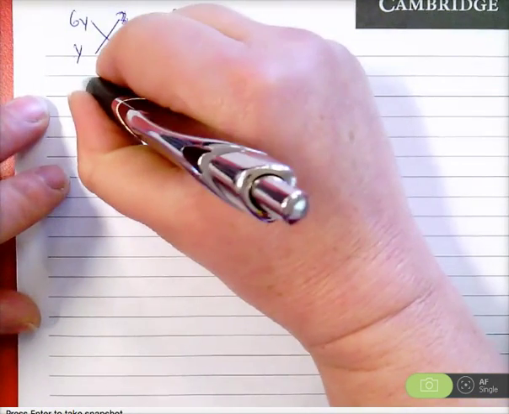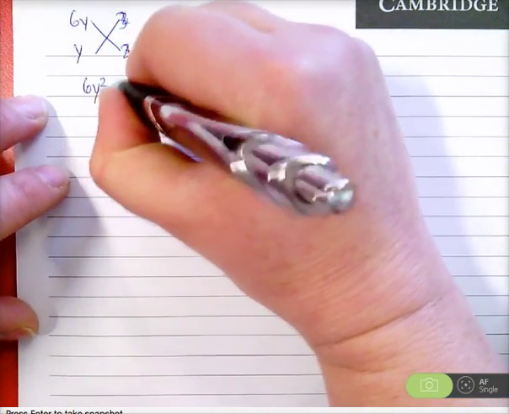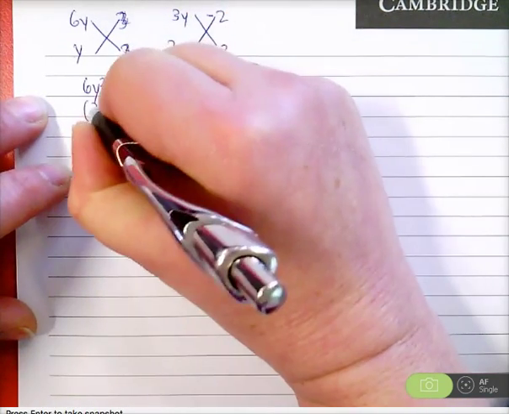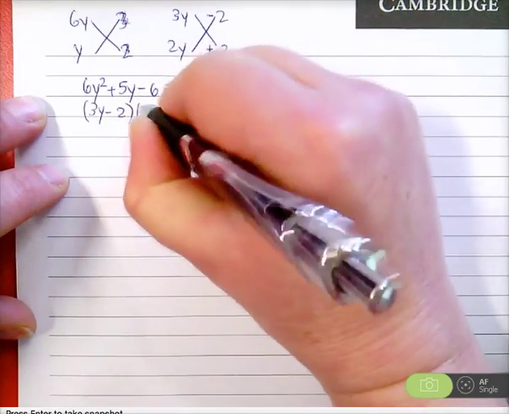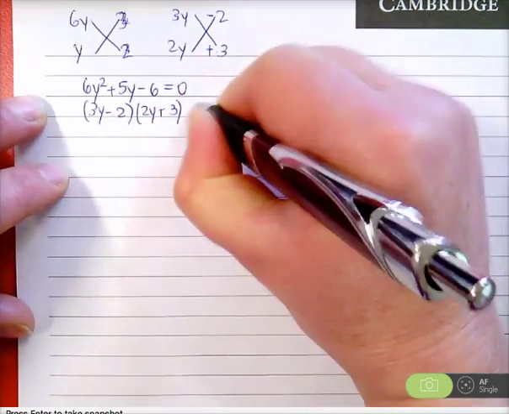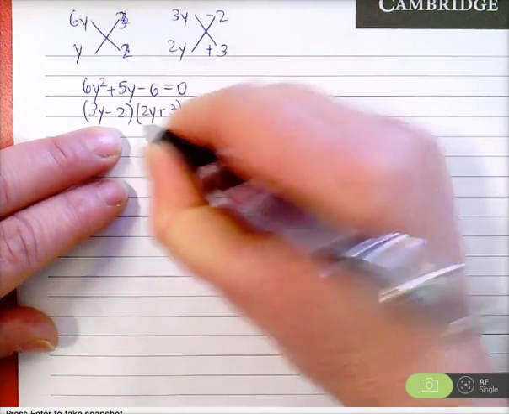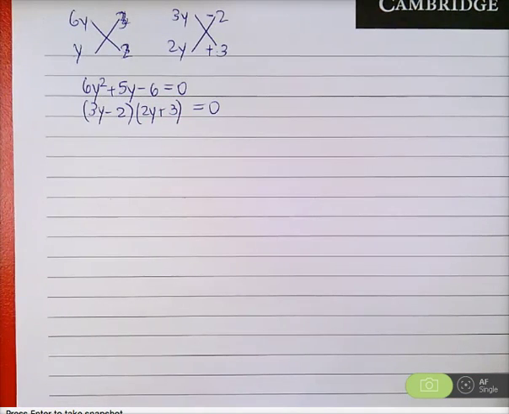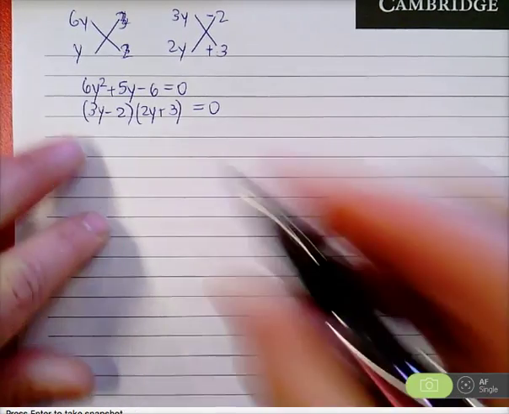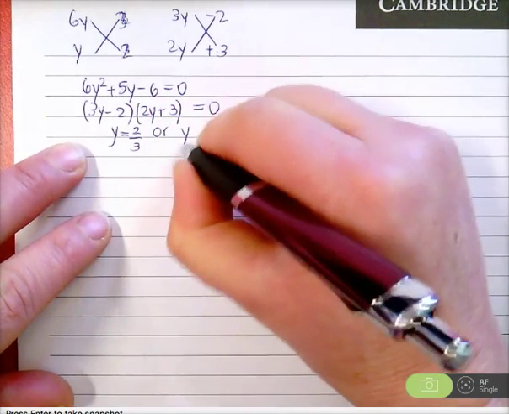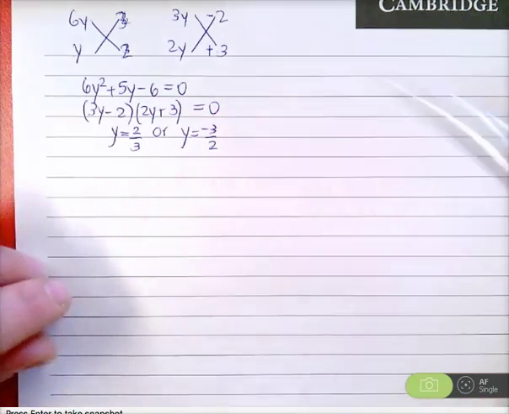Okay? So we had 6 gamma squared plus 5 gamma minus 6 is 0. We've got 3 gamma minus 2, 2 gamma plus 3. Just check: 6 gamma squared, plus 9 gamma, minus 4 gamma. Yep. Always check your factorization once you've done it, please, girls. Always. So we get gamma is 2/3 or gamma is -3 on 2.